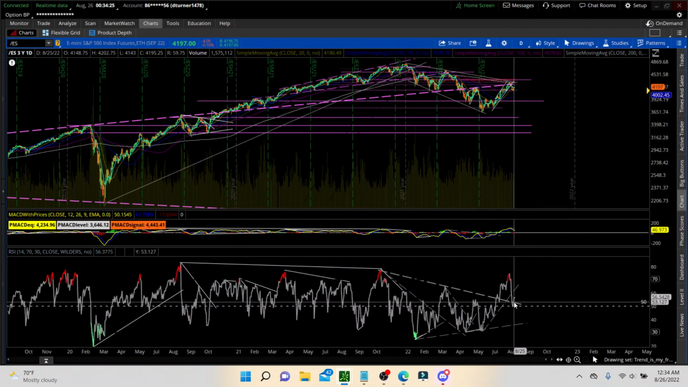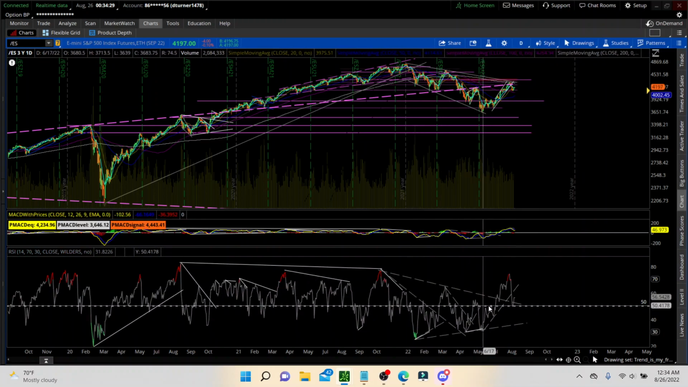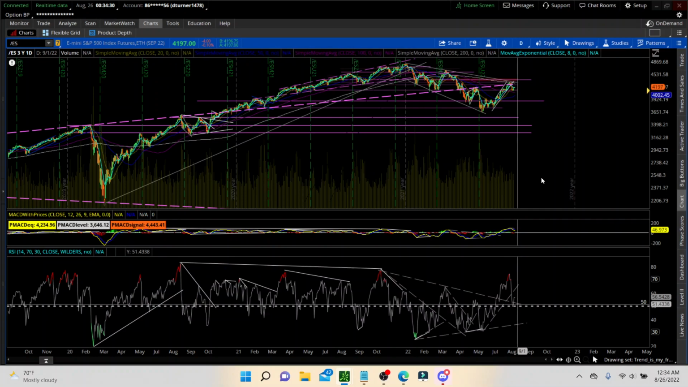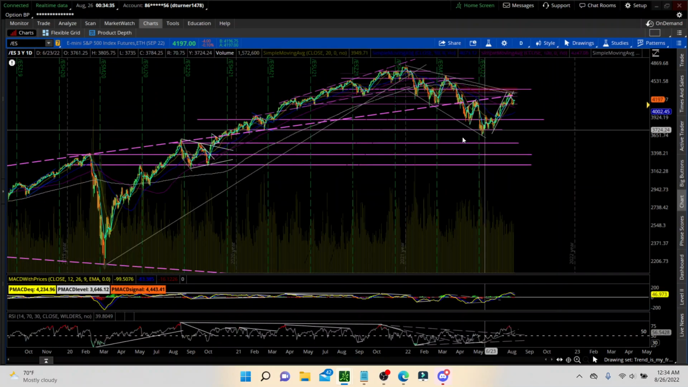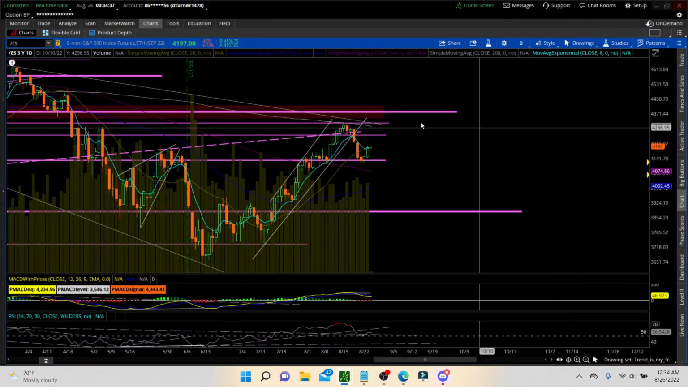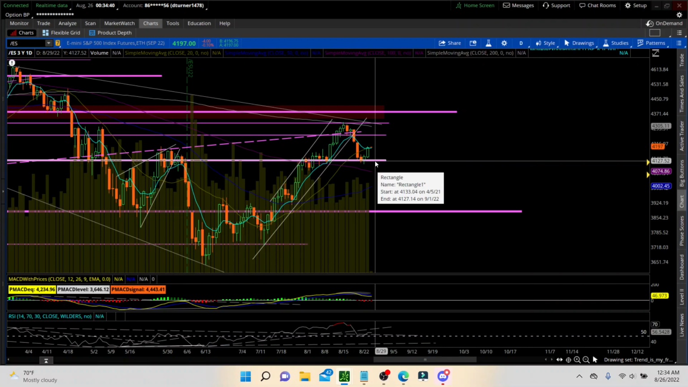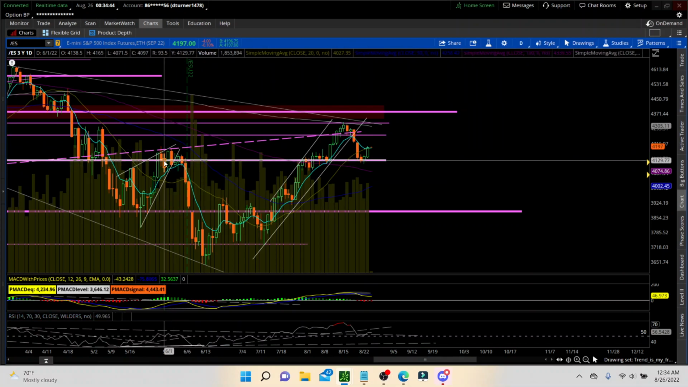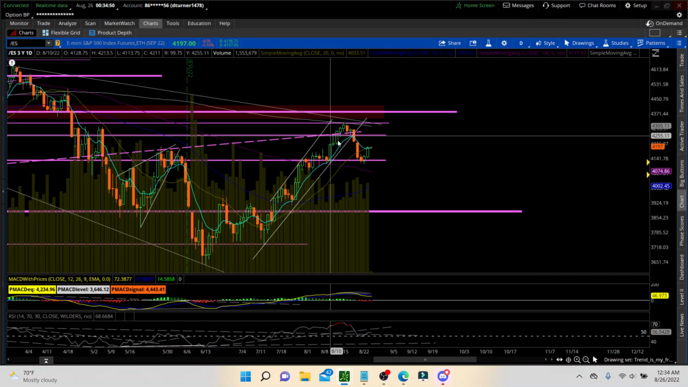Plus, we're retesting this triangle pattern here in the RSI. We broke out from it and are back testing. So there is a little bit of an argument for bullishness. We came off this very important 4120 area, the bow and arrow support resistance from this consolidation mess here.